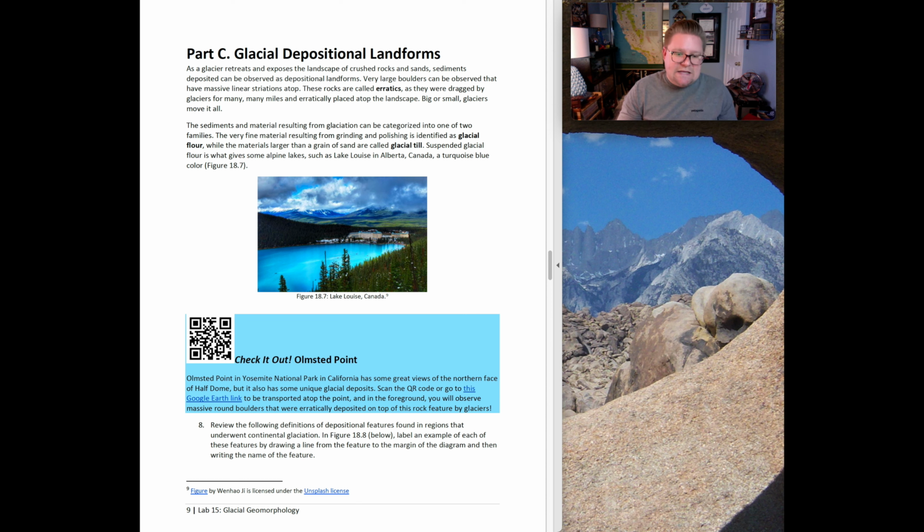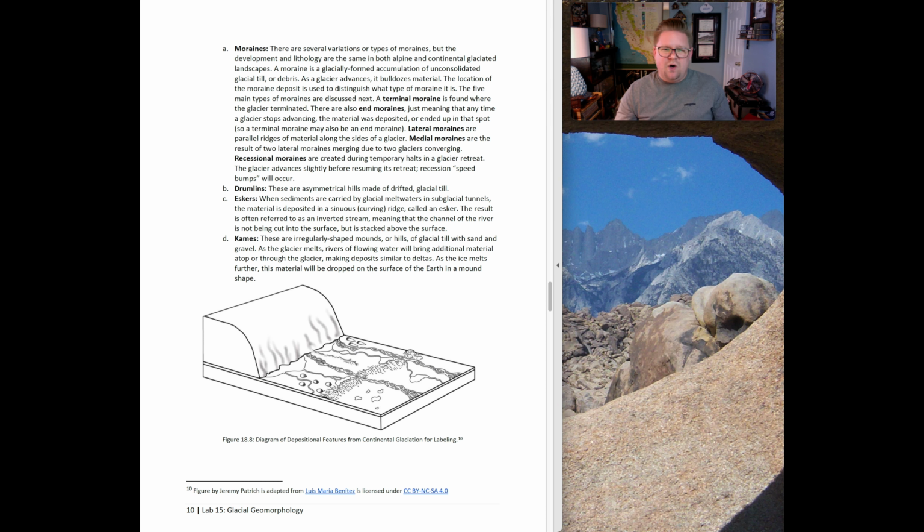So question 8 says, review the following definitions, and then we're going to plot them kind of like we did in part B. So down below we have all these different types of definitions of features themselves that are depositional. So we're going to have moraines, and there's different types of moraines: terminal and lateral, medial, and recessional.